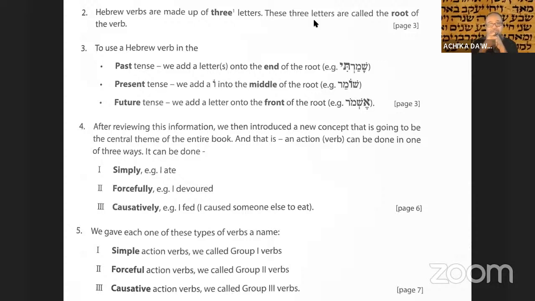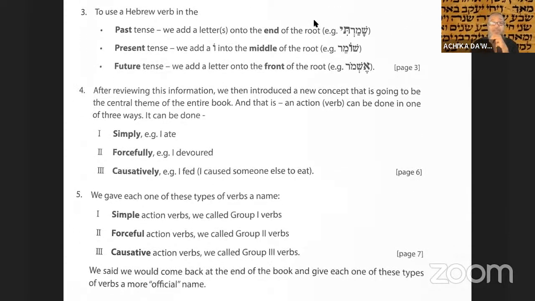We learn too that there are 3 different ways an action can be done. An action can be done in a very simple way. It can be done in a forceful way. It can be done in a causative way. And so we have group 1, 2, and 3. It's very self-explanatory: I ate, I devoured, and I caused someone else to eat, which is I fed them.